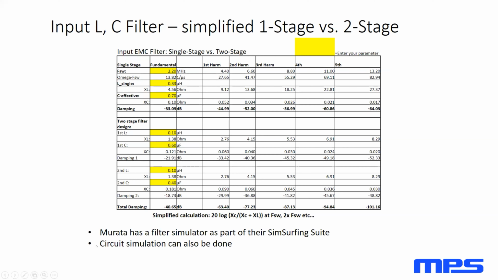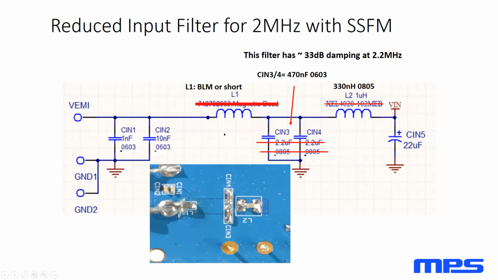That's a full simulation tool from MPS. So in this case, now we're modifying the filter to see what the impact is. So we were calculating with this ferrite removed in the inductor, we're looking at 33 dB at the fundamental. And we also changed this 4.4 nominal capacitance to 470 nano nominal and kept the aluminum electrolytic.